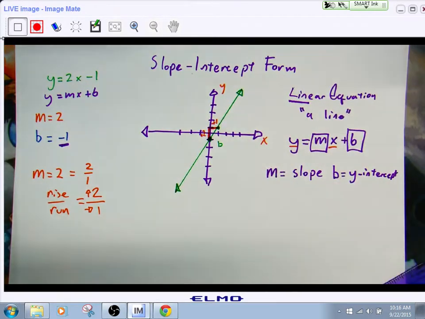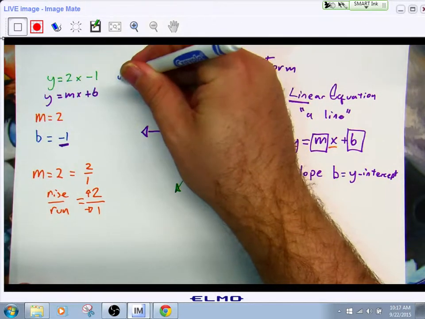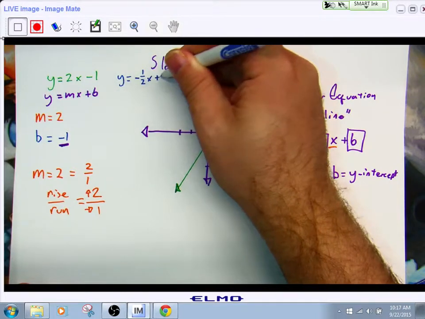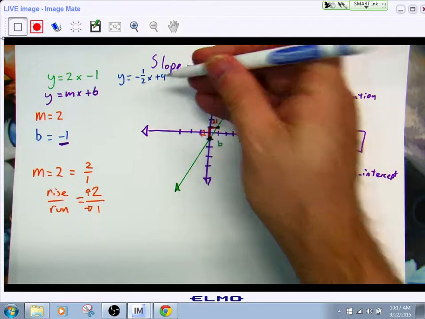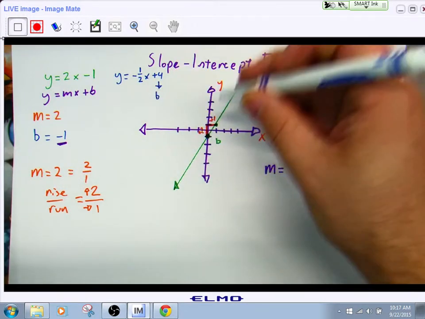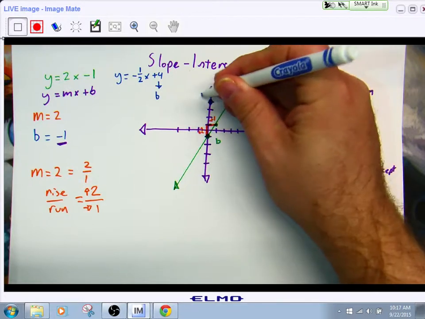All right? I'm going to do one more with you guys just to make sure that we hammer it home. This time I'll do it in blue. This time I'll say that my line is y equals negative 1/2 x plus 4. Negative 1/2 x plus 4. Looking at that, I see that my b is 4, right? This is my b. So I'm going to go up 1, 2, 3, 4. That's my y-intercept. That's my b.